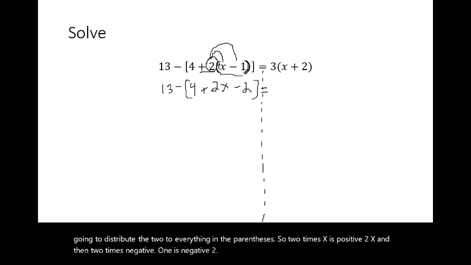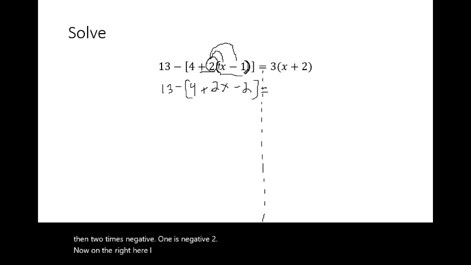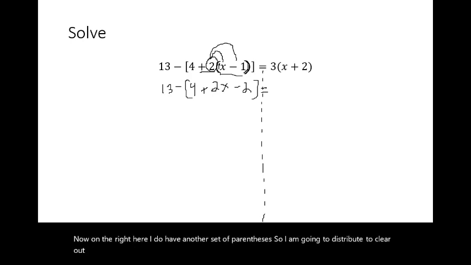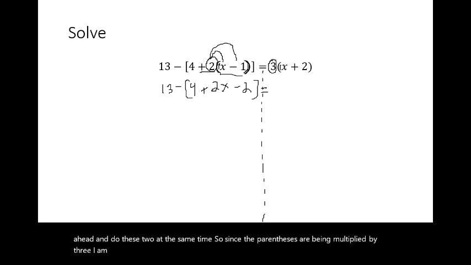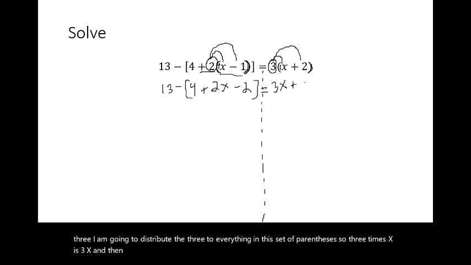Now on the right here, I do have another set of parentheses, so I am going to distribute to clear out these parentheses as well. And since they're on opposite sides of the equal sign, you can go ahead and do these two at the same time. So since the parentheses are being multiplied by 3, I am going to distribute the 3 to everything in this set of parentheses. So 3 times x is 3x, and then 3 times 2 is positive 6.